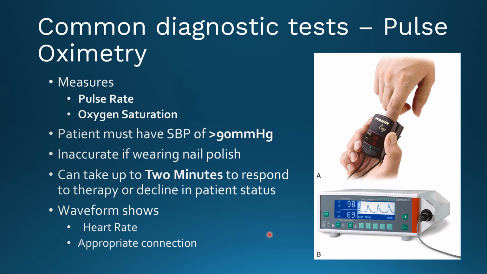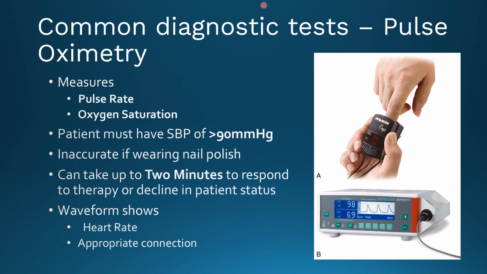One of the common diagnostic tests for altered oxygenation is checking for a pulse oximetry. So pulse oximetry measures the rate and oxygen saturation in one's blood. The patient must have at least a systolic blood pressure of 90 millimoles per hemoglobin for this to be accurate. These tend to be inaccurate if the patient is wearing a dark colored nail polish. So we need to possibly remove that nail polish or use a different extremity if we are unable to obtain the pulse oximetry status through the nail polish. This can take up to 2 minutes to respond to therapy or a decline in patient status.